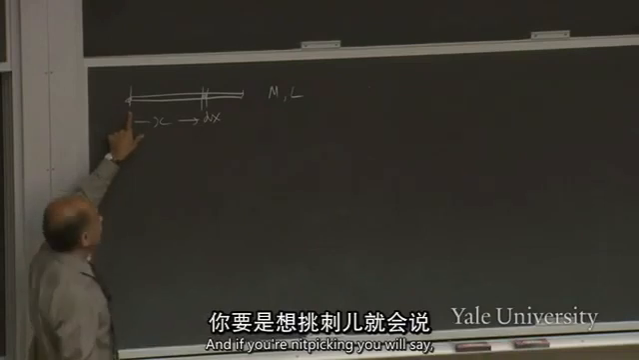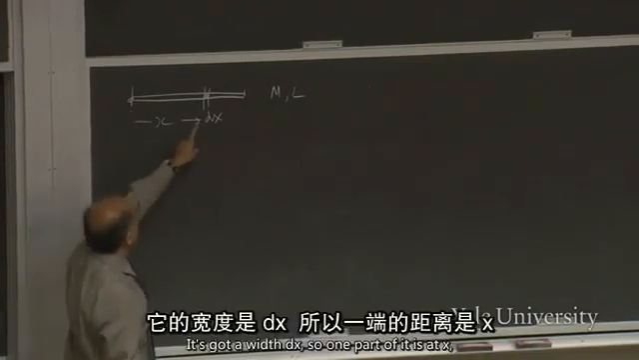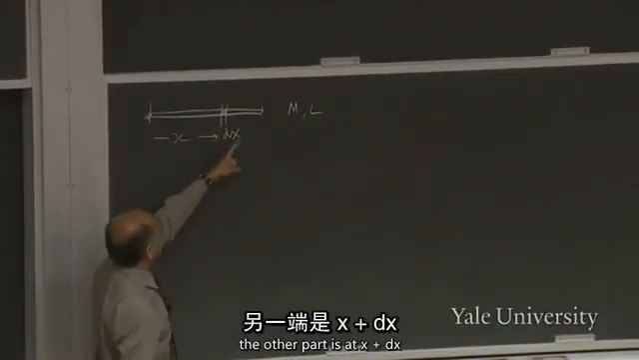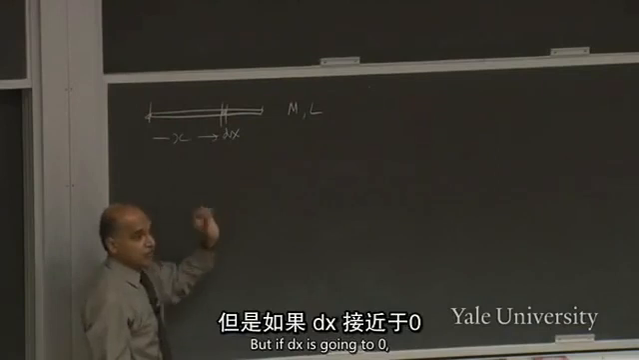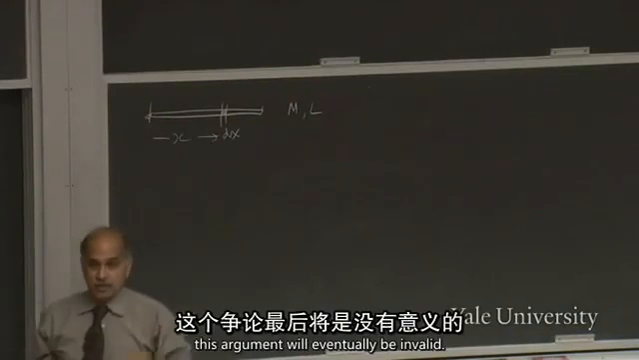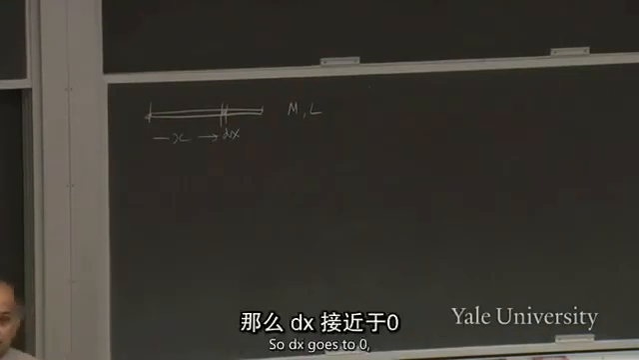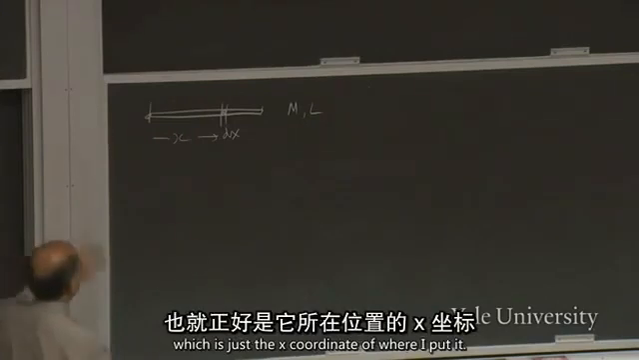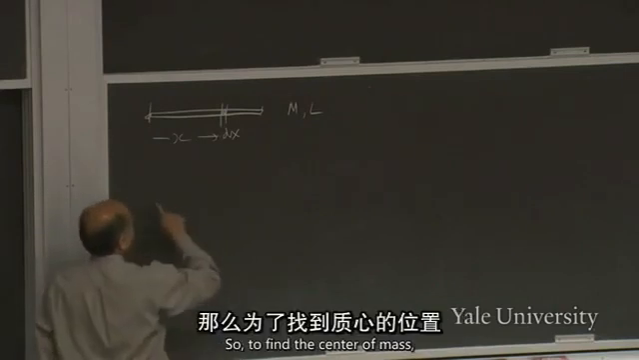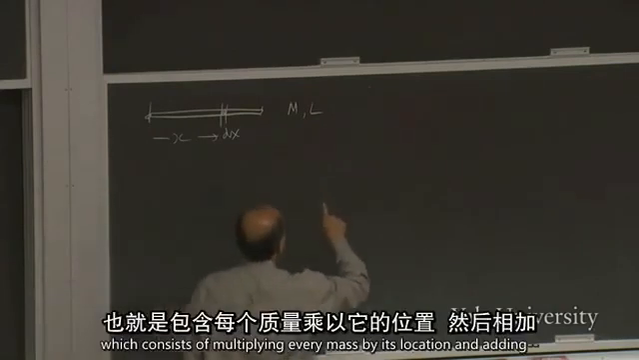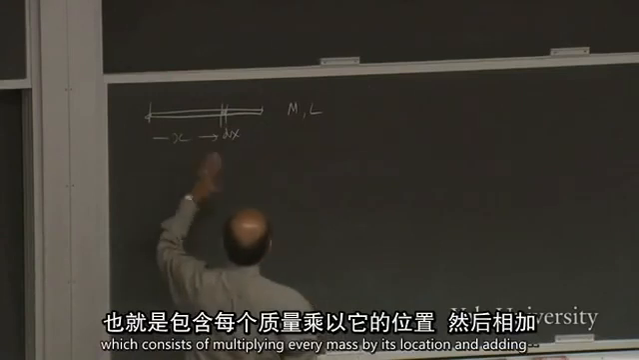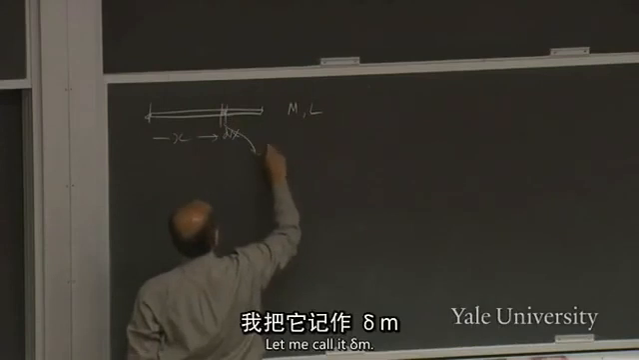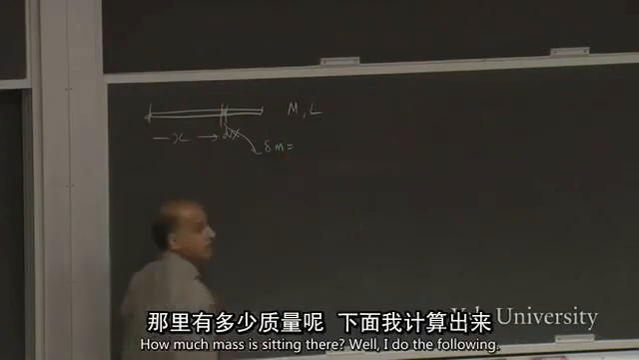If you're nitpicking, you will say, what do you mean by definite distance? It's got a width dx, so one part of it is at x, the other part is at x plus dx, so it doesn't have a definite coordinate. But if dx is going to 0, this argument will eventually be invalid. So if dx goes to 0, that sliver has a definite location, which is just the x coordinate of where I put it. So to find the center of mass, which consists of multiplying every mass by its location and adding, let me first find how much mass is sitting here. Let me call it delta m. How much mass is sitting there?